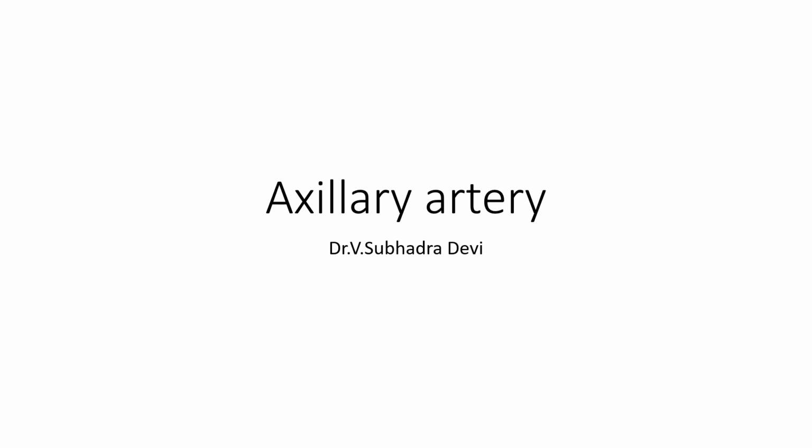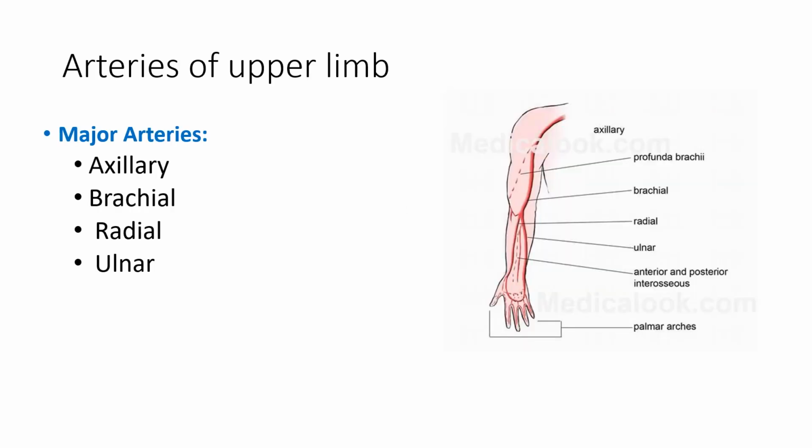Dear friends, let us discuss the axillary artery. There are four major arteries in the upper limb. They are the axillary, brachial, radial and ulnar arteries, which you can see in this picture.